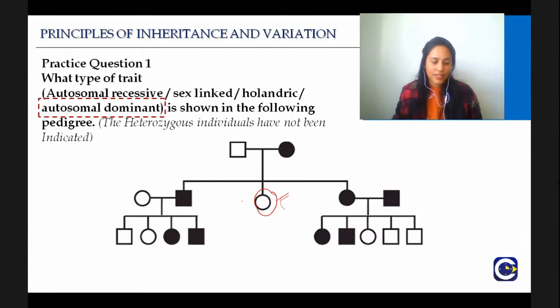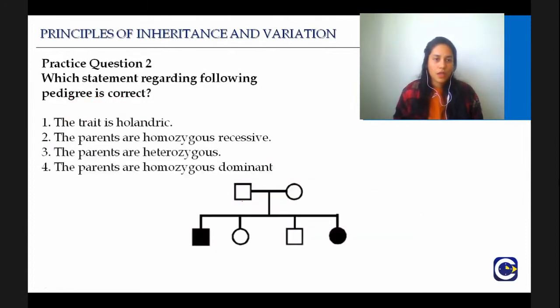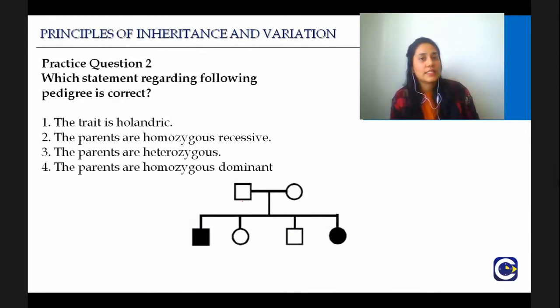Good. Then next question. Which statement regarding the following pedigree is correct? Read the options very carefully. The trait is holandric. Holandric means it is present on the Y chromosome, so all the males will be affected. The parents are homozygous recessive. The parents are heterozygous. The parents are homozygous dominant. What is the right answer?